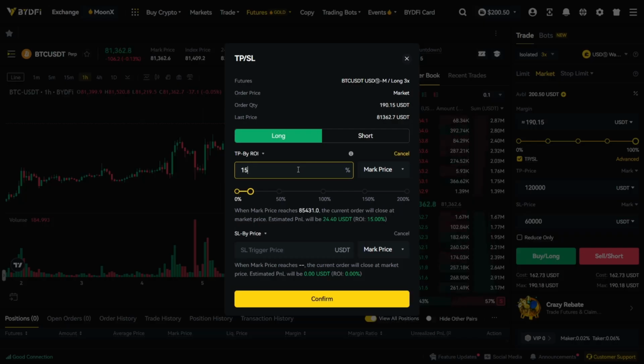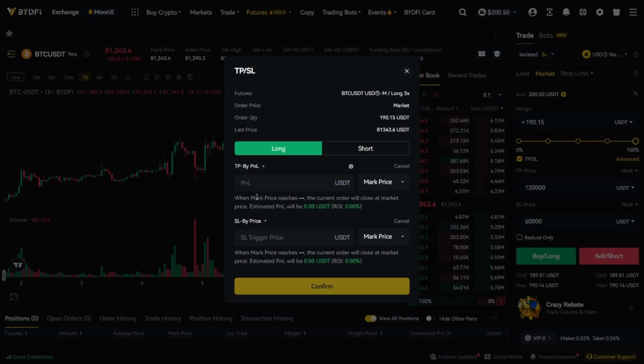So let's say we're up 150% on our trade. This would put our estimated P&L at 244 USDT and Bitcoin's price at 122,044. And the last option, by P&L, would be setting your take profit or stop loss based on how much profit or loss you have. So let's say you have a profit margin in mind. You want to make about 400 USDT with this trade. We can see this would put you at 110% ROI and Bitcoin almost at 140,000.